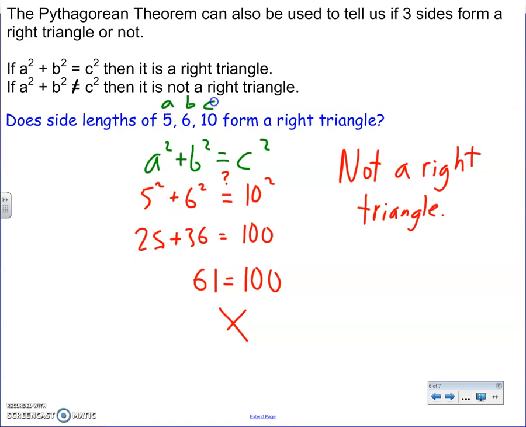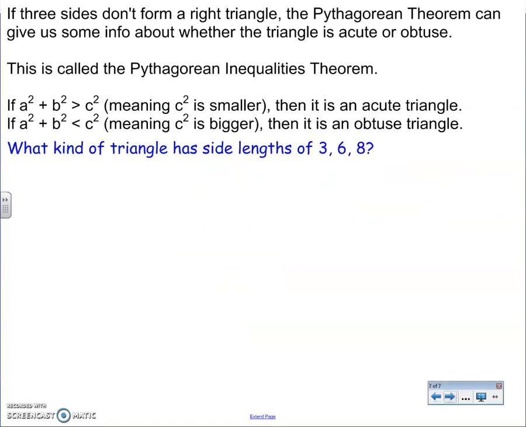All right, but one more thing. Last slide. If 3 sides don't form a right triangle, the Pythagorean theorem can actually tell us some information about whether the triangle is acute or obtuse. So this is where we use what we call the Pythagorean inequalities theorem. It looks just like the Pythagorean theorem, but has an inequality sign. The first one says if A squared plus B squared is greater than C squared, meaning C squared is smaller, then the triangle is acute. If A squared plus B squared is less than C squared, meaning C squared is bigger, then the triangle is obtuse.